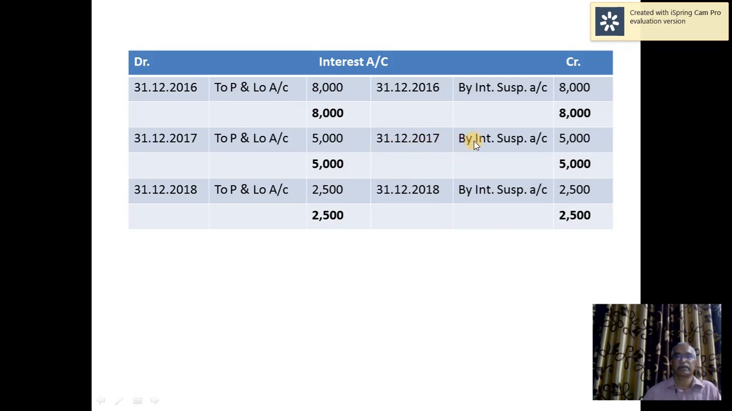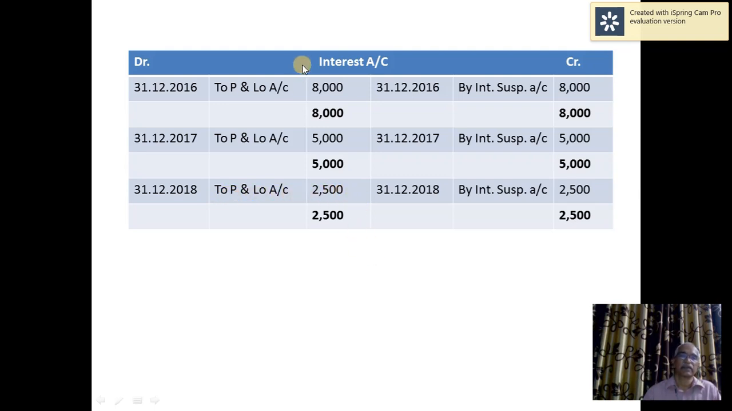Similarly, in the second year you have 5,000 interest, so that will be transferred from interest suspense account to interest account, and interest account is closed for the second year by transferring the balance to profit and loss account. Third year interest is 2,500, that is transferred from interest suspense account to interest account, and interest account is closed at the end of third year to profit and loss account with 2,500.